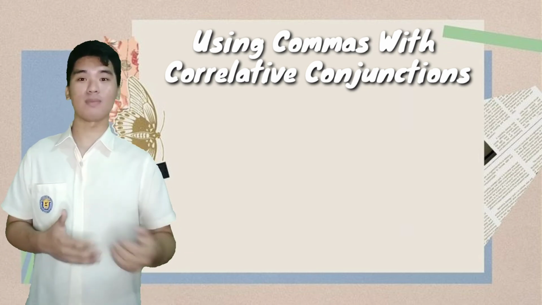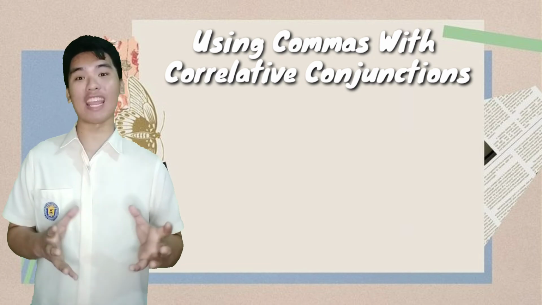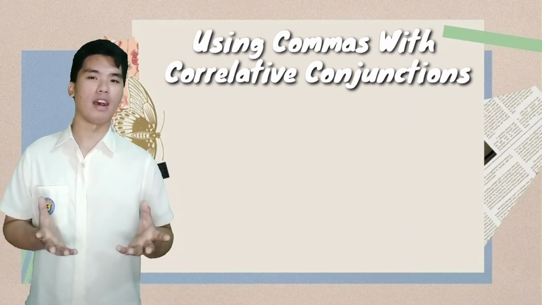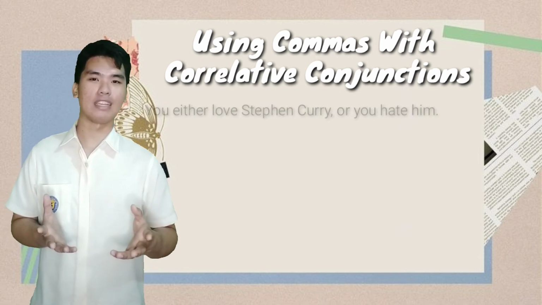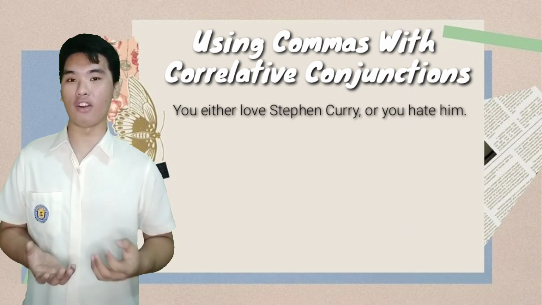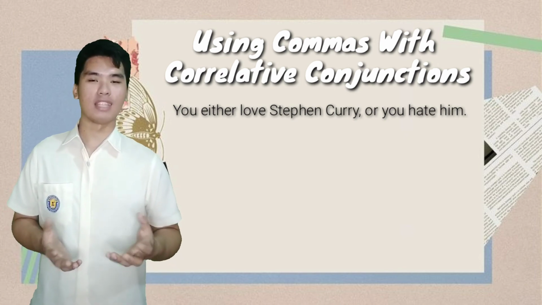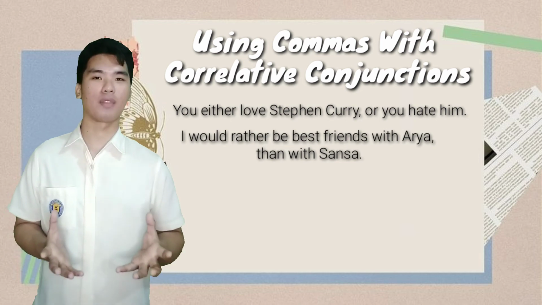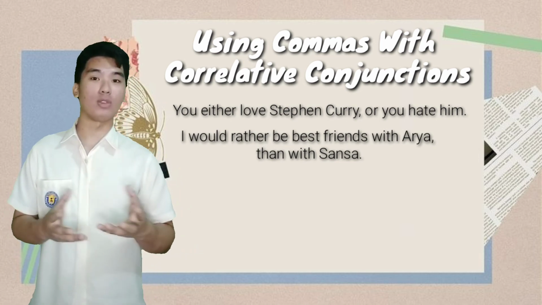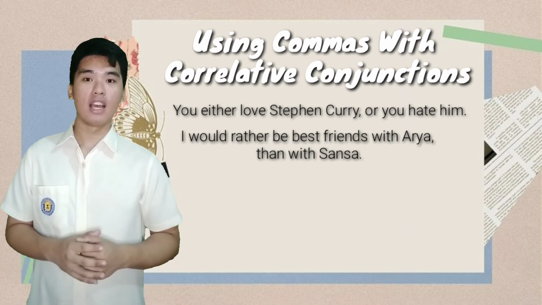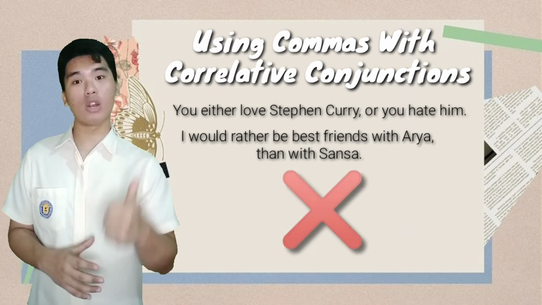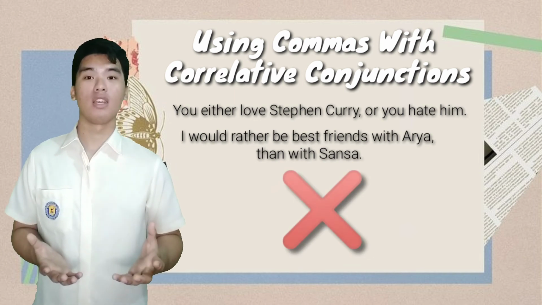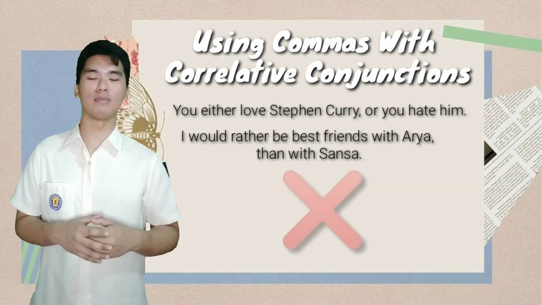That brings me to my next point, which is many people incorrectly use commas with correlative conjunctions. For example, you either love Stephen Curry, or you hate him. Second sentence would be, I would rather be best friends with Arya, than with Sansa. So as you can see, all of the commas in the two example sentences given are incorrect. Because as a general rule, there should not be a comma between a pair of correlative conjunctions. But there are of course some exceptions.